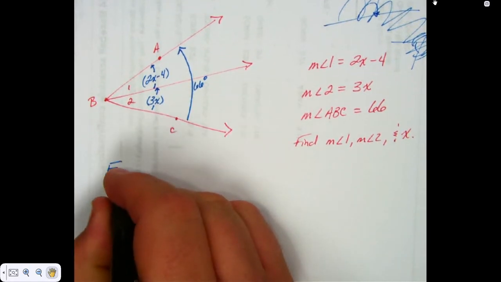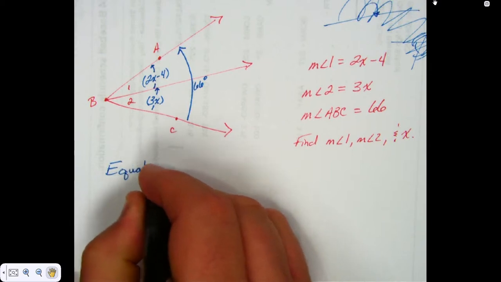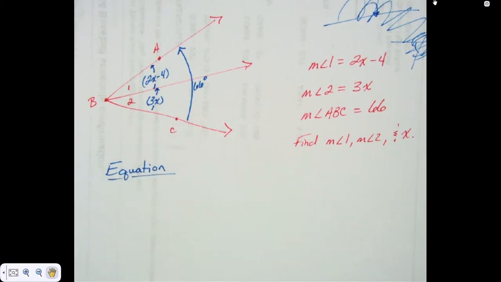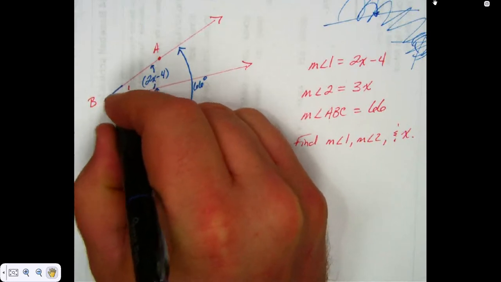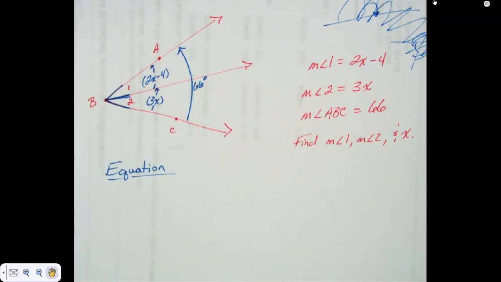When things look like algebra, I probably need to create an equation. So I have to find some things that are equal. What do you think I'm going to do here? 2x minus 4 plus 3x equals 66. Remember, I said just because they look like they're equal doesn't mean they are. What do I know for sure? That the two smaller parts added together equal the big part. Isn't that what the segment addition postulate is, right?